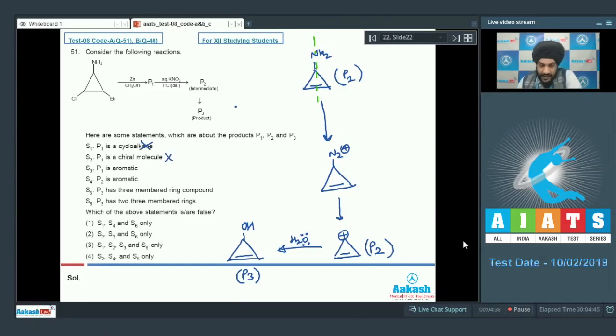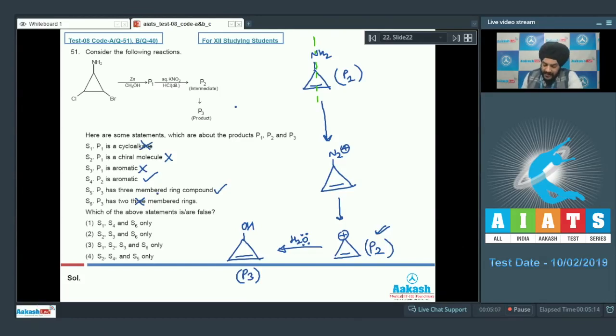If we talk about the third statement now, P1 is aromatic. This is also incorrect, students. P1 is not aromatic. If you look at the fourth statement now, it says that P2 is aromatic. This is correct, students. The compound P2 is aromatic in this case. If you look at S5 now, P3 has 3-membered ring. This is also correct, students. P3 has a 3-membered ring. And if you look at the sixth statement, P3 has 2 3-membered rings. This is incorrect. P3 has only 1 3-membered ring.